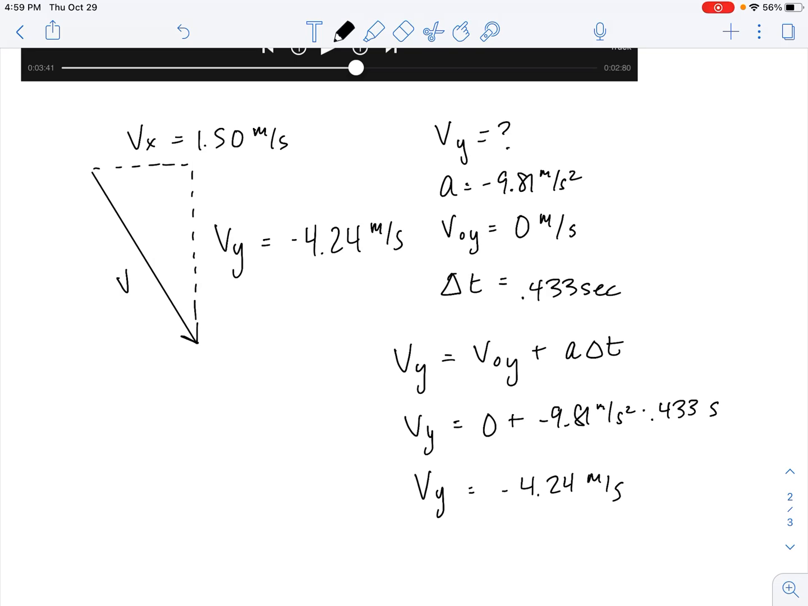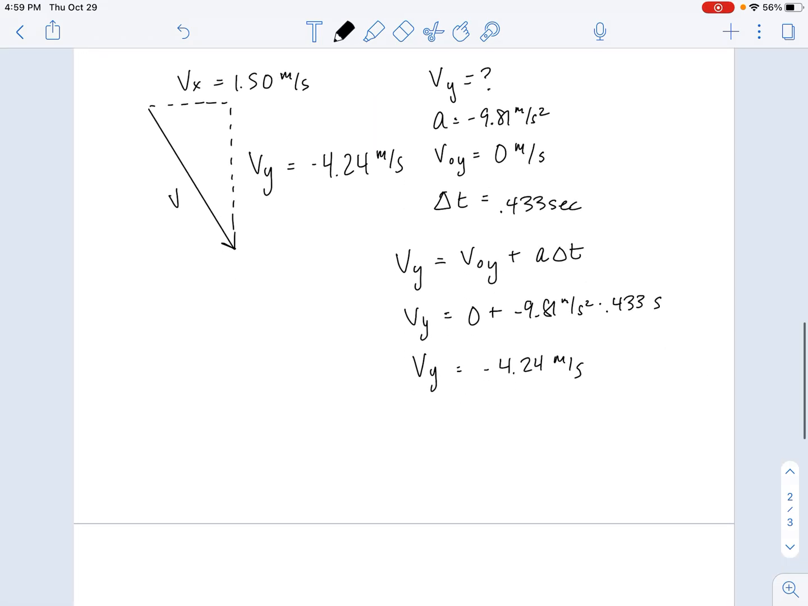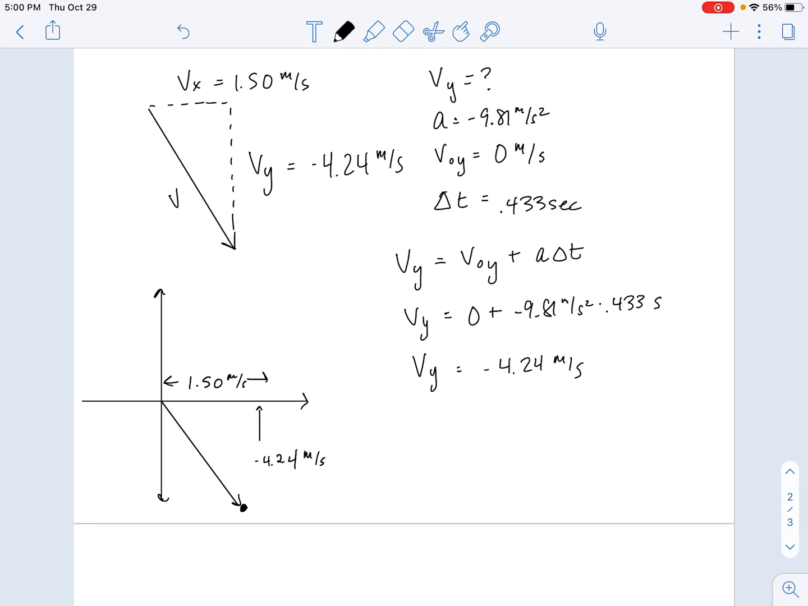Now what I have is a vector. So I'm going to redraw this, but I'm going to start a little more correctly. I'm going to start by drawing the coordinate plane. This vector is in the fourth quadrant. We just figured out that to get to this point, we would go over 1.50, and we would go down negative 4.24. So it's like an XY. It is an XY. It's a coordinate.